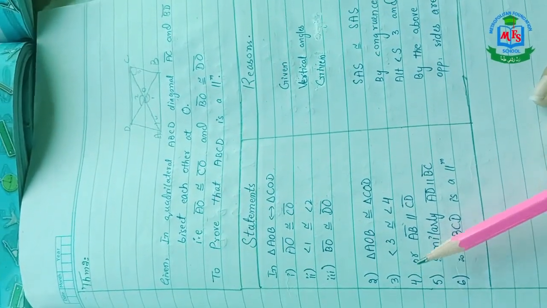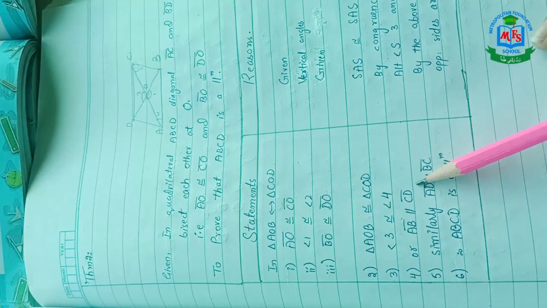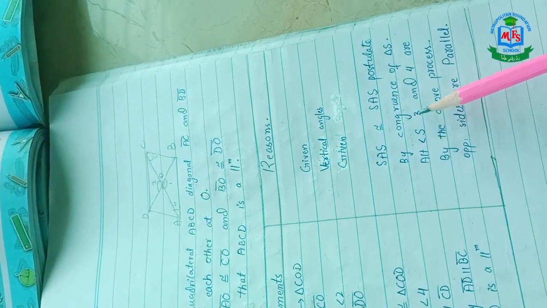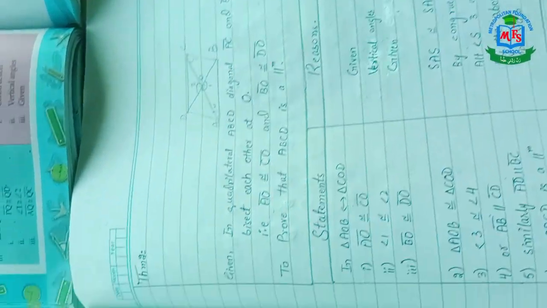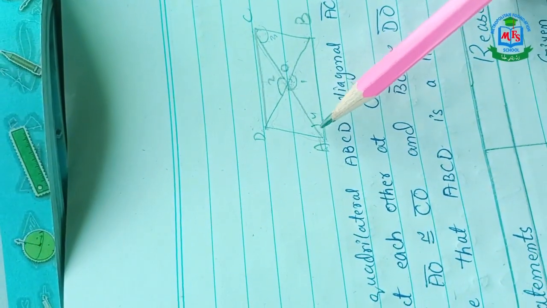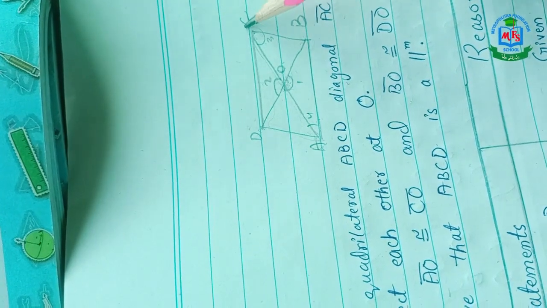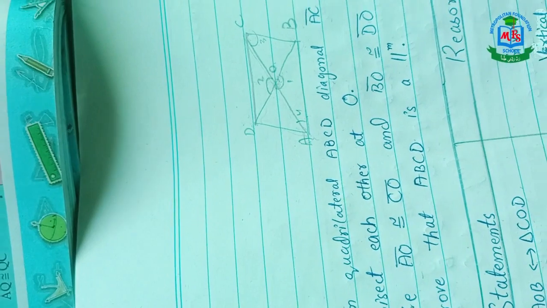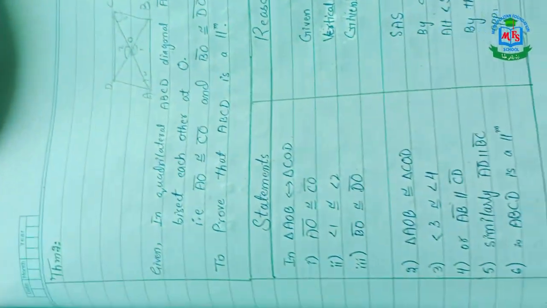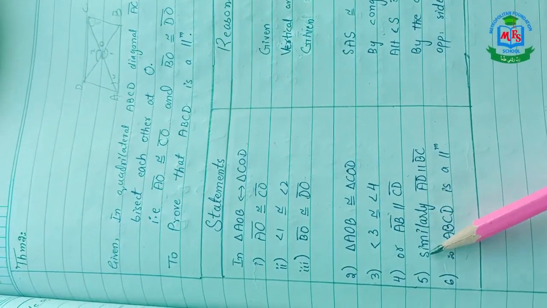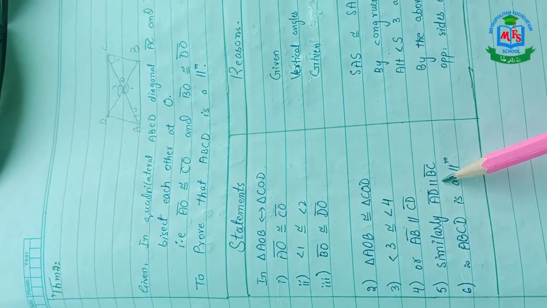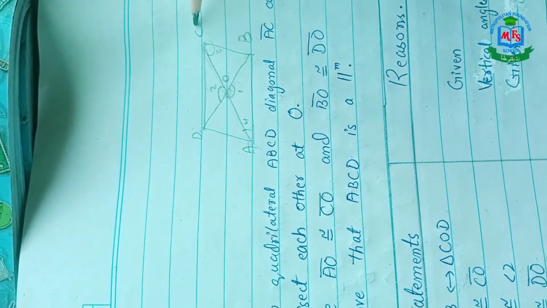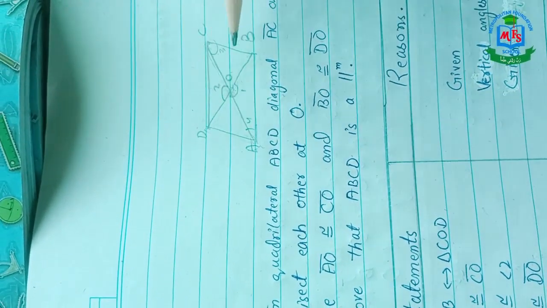Our fourth point is AB is parallel to CD. Yes, because alternate angles 3 and 4 are equal. So we are saying that AB is parallel to CD. You can also see that these two lines are the same in shape and same size, so this will also be equal. Our fifth point is similarly AD is parallel to BC. We can say that AD is parallel to CB, or AD is parallel to BC.